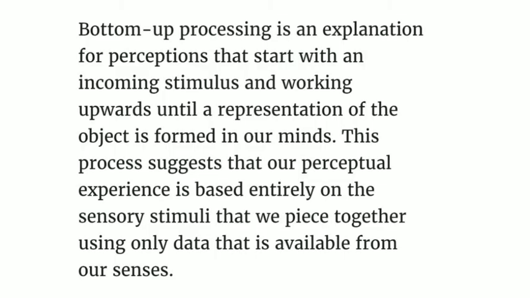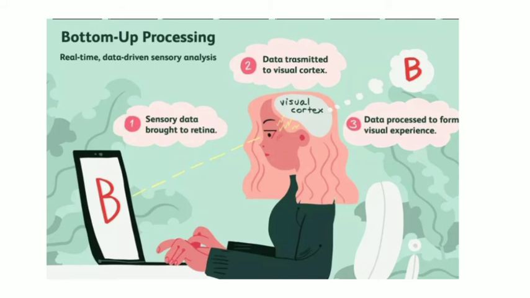I will explain in detail if you have not understood. The bottom up process is an explanation of perception that starts with an incoming stimulus and works upward until a representation of the object is formed in our mind. This suggests that our perceptual experience is based entirely on sensory stimuli, which we piece together using only the data available from our senses. So over here you can easily say that it is B.